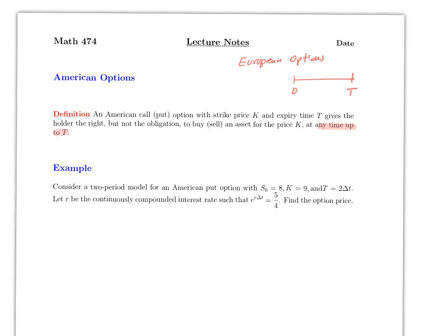All right, let's do an example. The process is very similar to the method we use for European options or the binomial trees. Obviously, there have to be some differences, which you will see along the way. Consider a two-period model for an American put option where the initial value of the stock is $8, the strike price is 9, and you have 2 delta t for the time period because you have 2 steps, so you have delta t twice. And let's say that R is the continuously compounded interest rate, such that this is true. Therefore, our goal is to find the option price. Again, keep in mind this is very similar to what you did in the European options. So let's do a tree first.